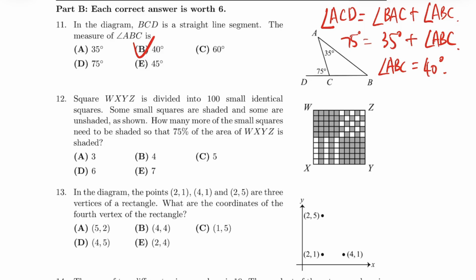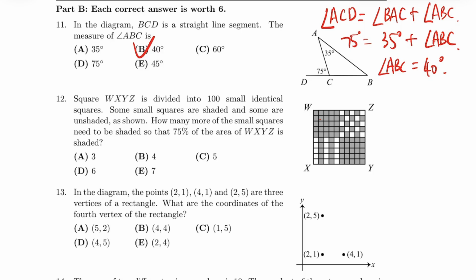Number 12, square WXYZ is divided into 100 small identical squares. Some small squares are shaded and some are unshaded as shown. How many more of the small squares need to be shaded so that 75% of the area of WXYZ is shaded? Okay, so let's see how many squares are shaded, which is the first thing we need to find.